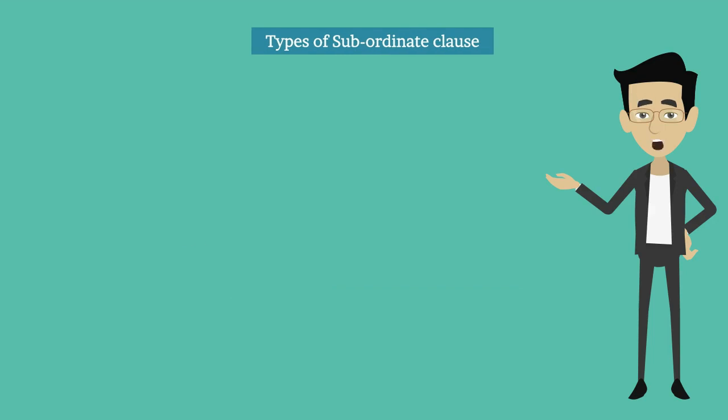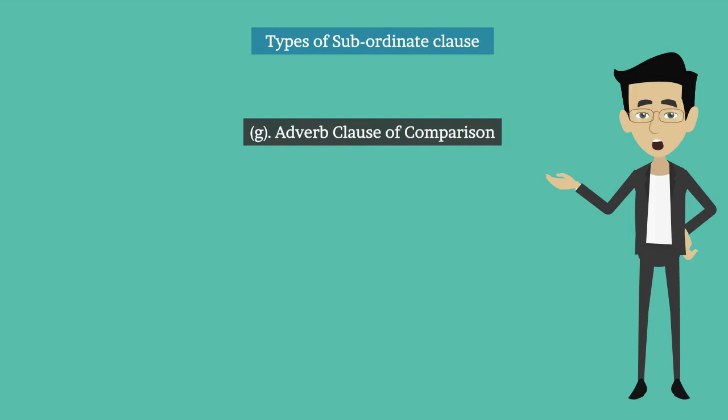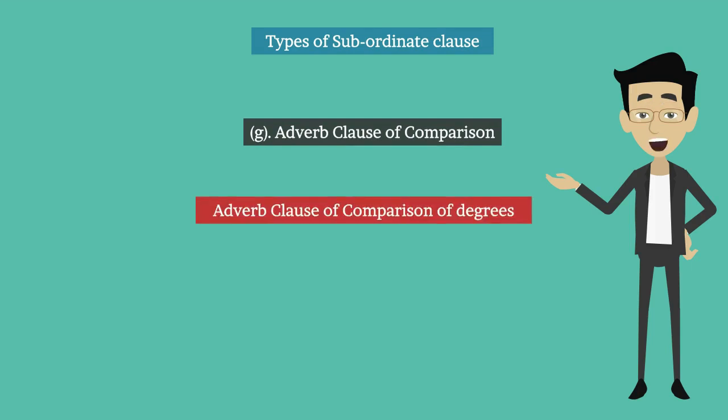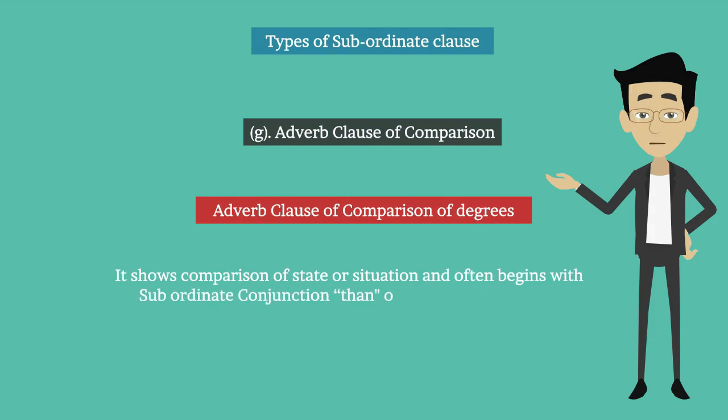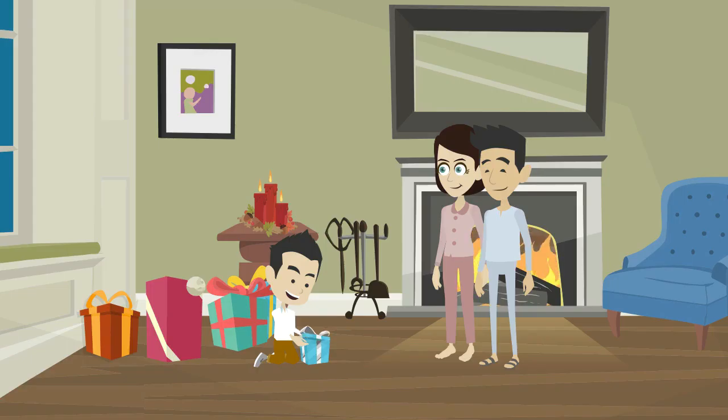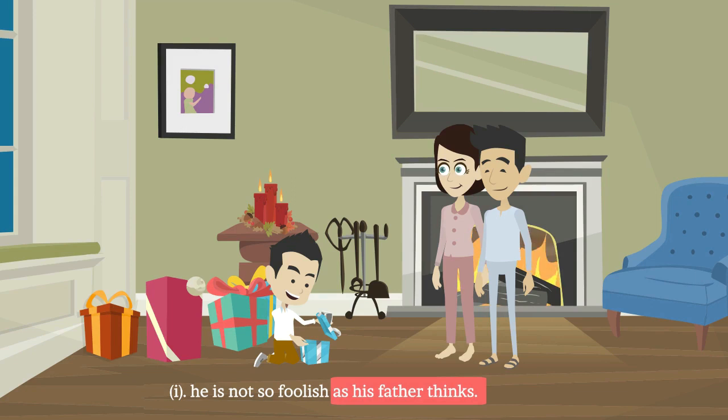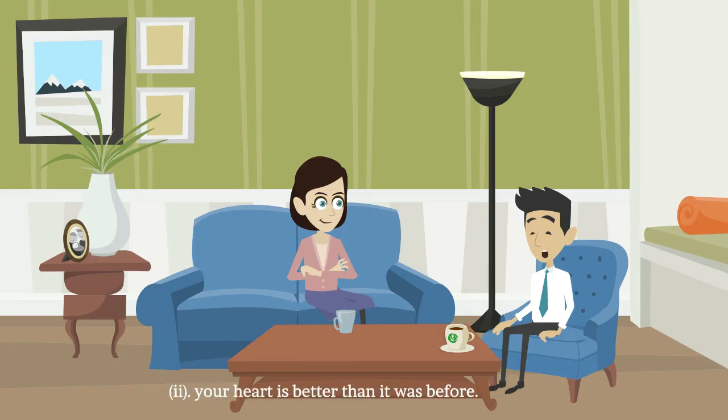G. Adverb clause of comparison. There are two kinds of adverb clause of comparison. Adverb clause of comparison of degree. It shows comparison of state or situation and often begins with the subordinate conjunction than or the relative adverb as. For example, he is not so foolish as his father thinks. As his father thinks is an adverb clause of comparison of degree. Your heart is better than it was before.